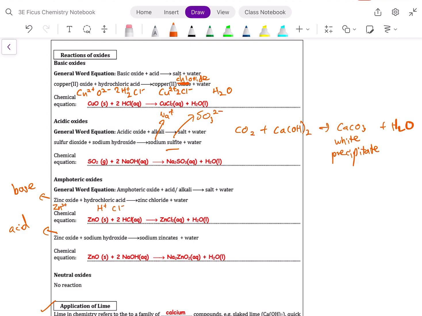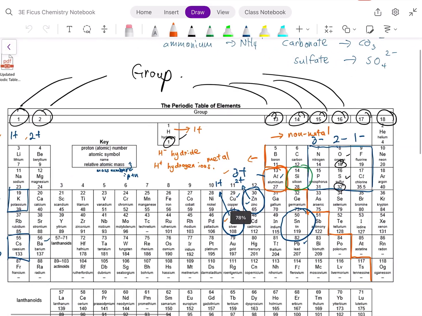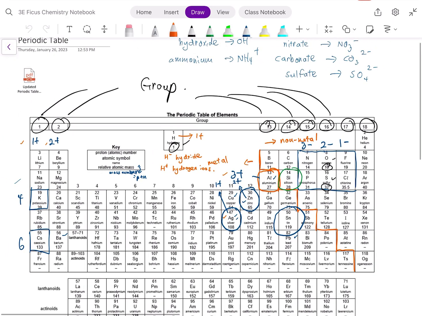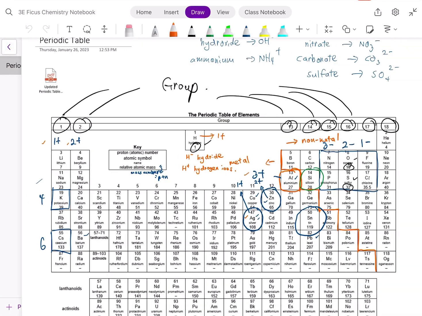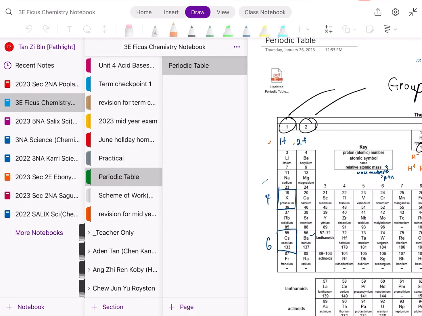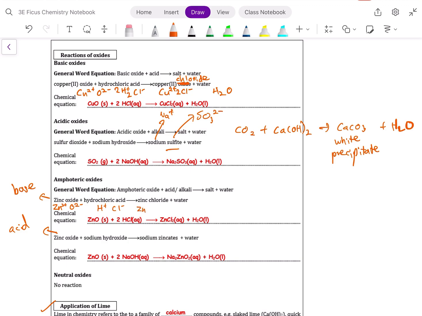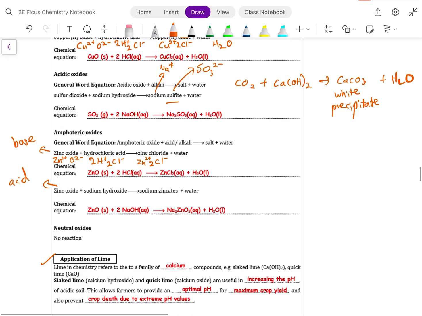Zinc is 2 plus, not in group 2 but always 2 plus. If you look at the periodic table, zinc is in group 12 but always 2 plus. Going back, then you have zinc chloride again. Zn is 2 plus, chloride is group 17, Cl minus. So to balance the 2 chloride, you need 2 sets.